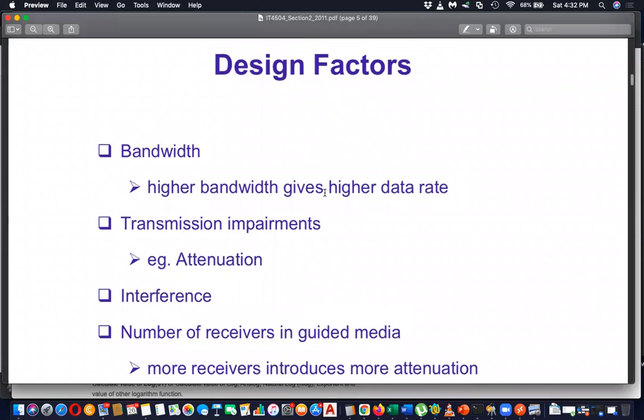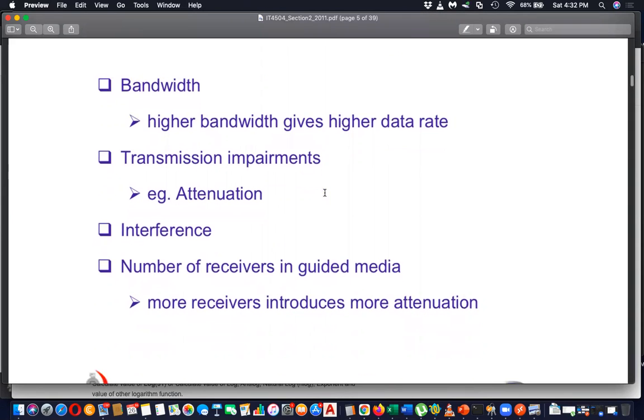Yeah, the higher the bandwidth, the higher the frequency range, and the higher the frequency gap, the more data rate you get. So more bandwidth means more transmission. Then they mention transmission impairment. I think we have discussed three kinds of transmission impairments. So what are they?